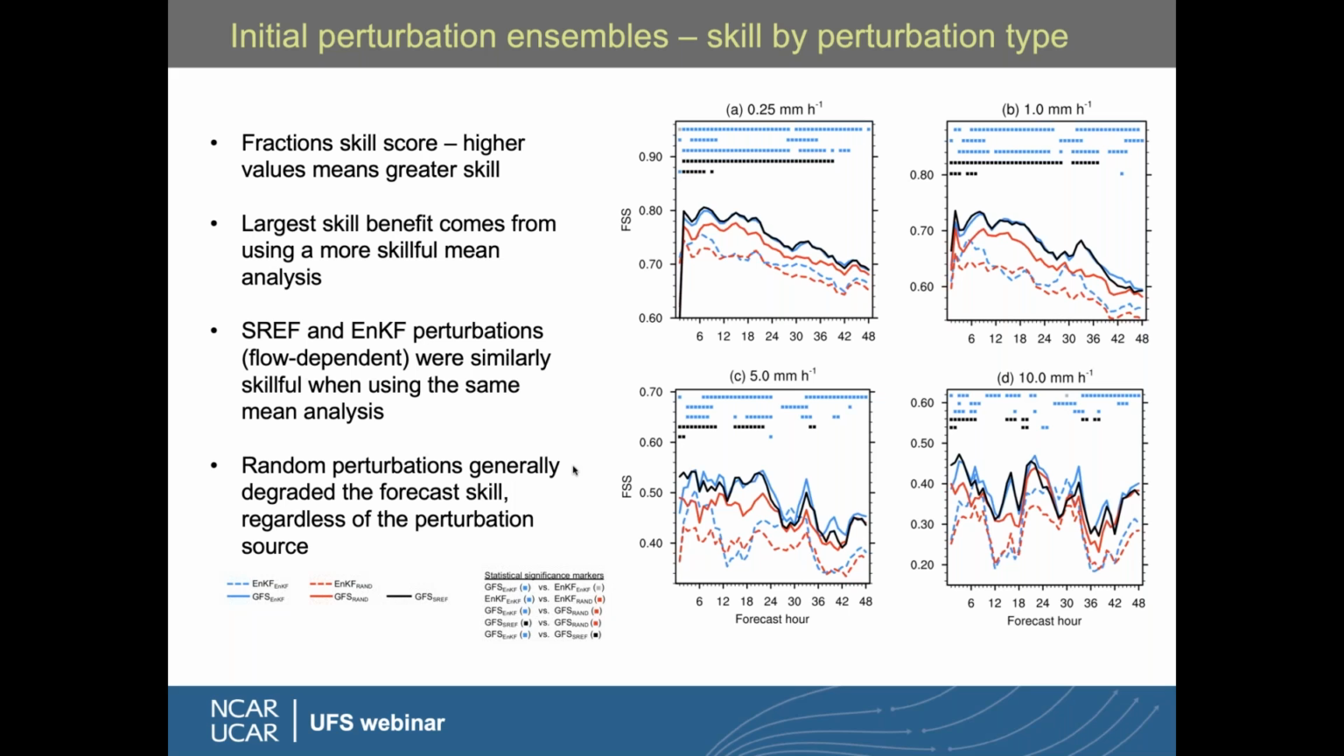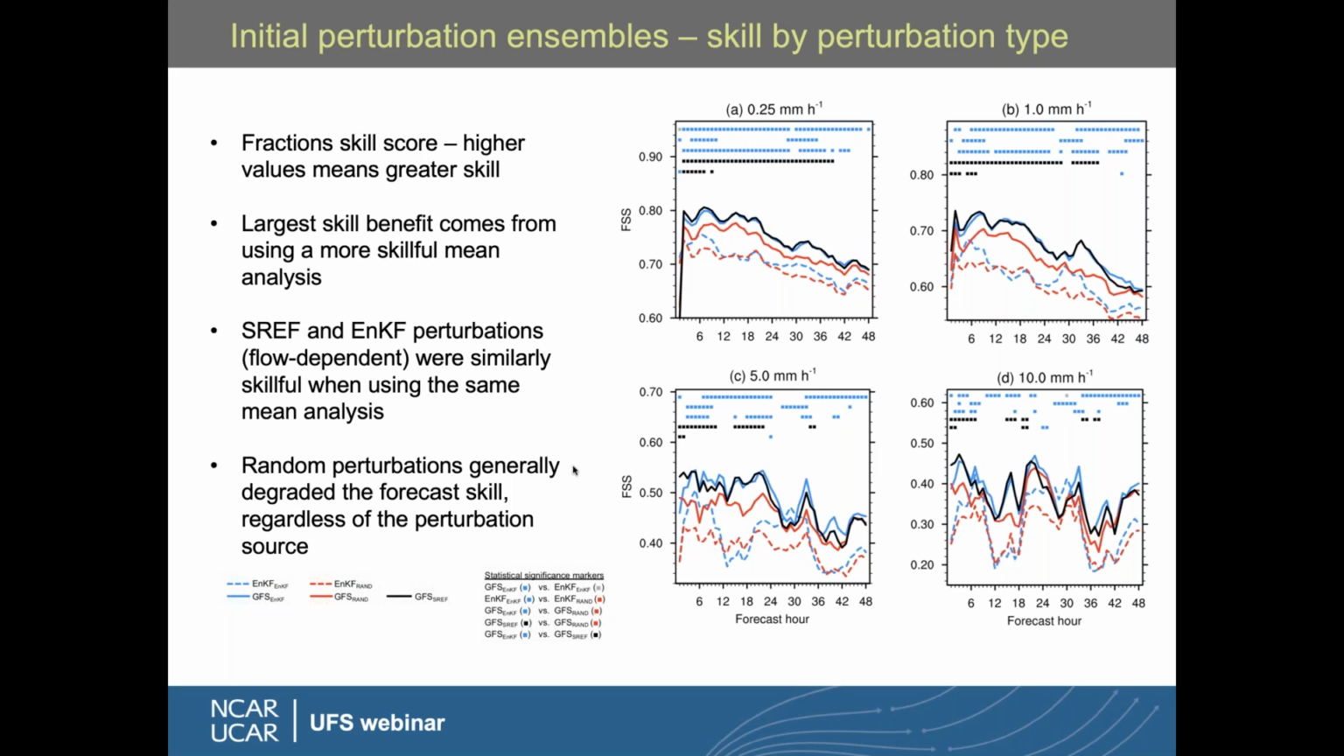So if we look at skill based on perturbations, there's a lot going on, a lot of lines in these plots on the right. So we'll try to break this down a little bit. First, just pay attention to the solid lines versus the dashed lines. Higher values in these metrics, this fraction skill score for precipitation at different thresholds, indicate greater skill. The dashed lines, as you can see, are quite a bit lower than the solid lines. And that's basically a representation of the skill of the mean analysis. If the mean analysis is poor, then the forecasts are going to be poor. And so that's the first, most important thing to fix.